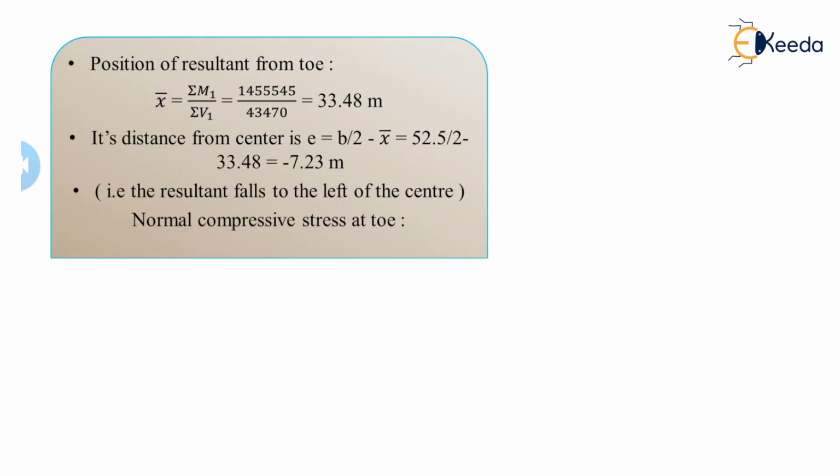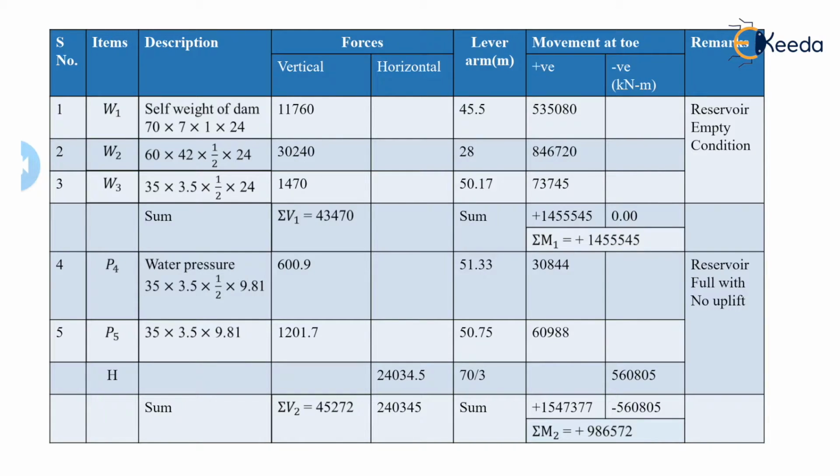So after calculation of the self weight here, what we had done, we had just summarized all these vertical forces. So this is considered as the self weight which is acting in the vertically downward direction. So simply we can find out the lever arm, which can be taken from the toe section only. So for the W1 it's 45.5 meter, W2 28 meter, W3 50.17 meter, and when we multiply this lever arm with the vertical forces, we will get the moment which is positive.